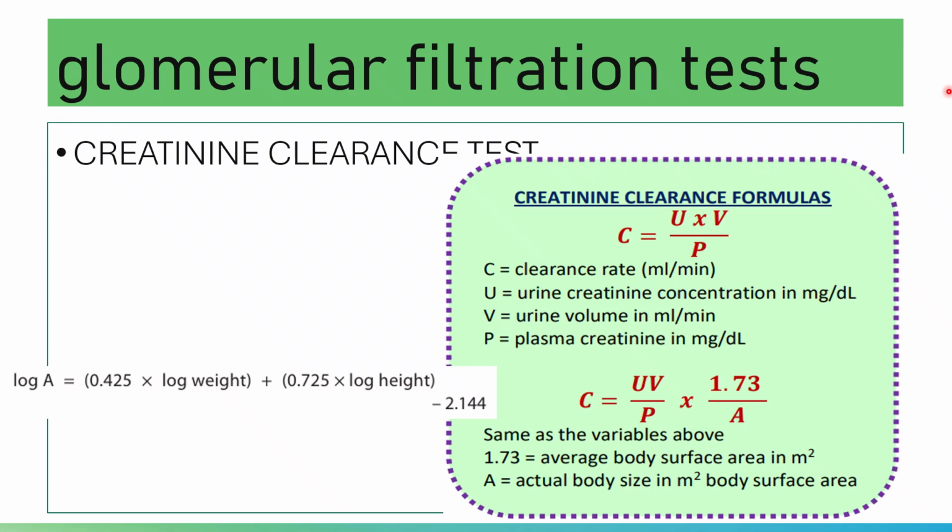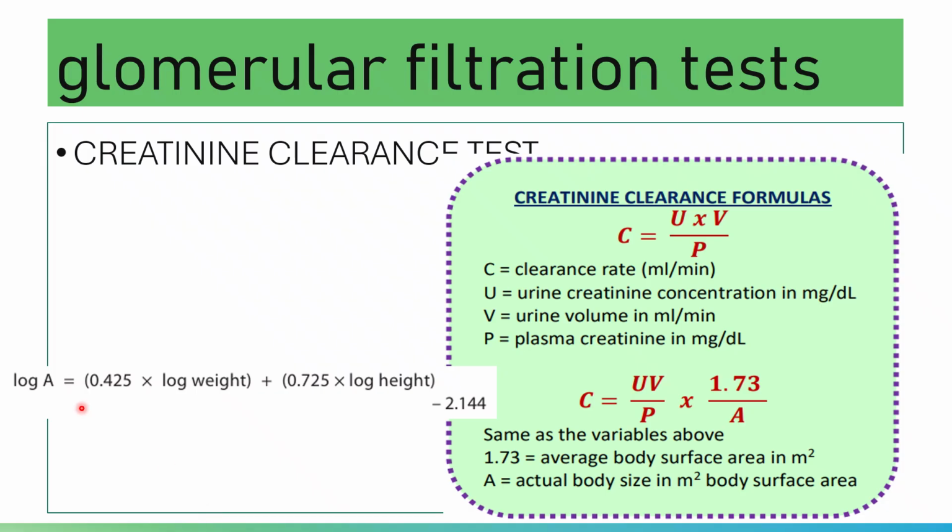The body surface area of an individual is determined by using the patient's height and weight. You can make use of this formula in calculating the A, or the SA, the surface area. For some references they use SA, the surface area, or you can make use of your nomogram in determining the surface area.